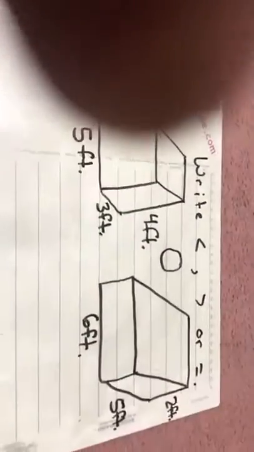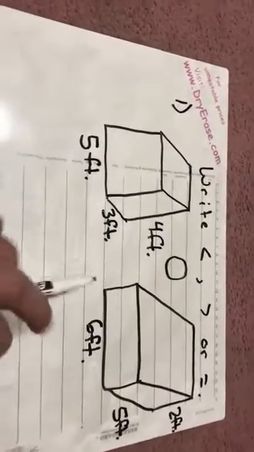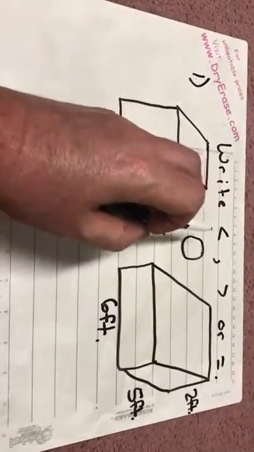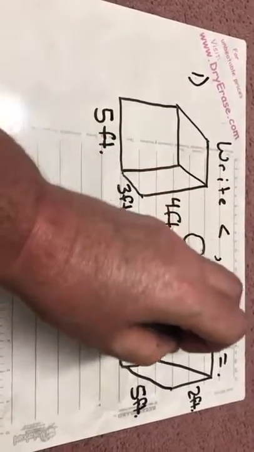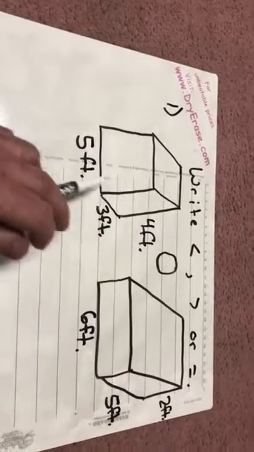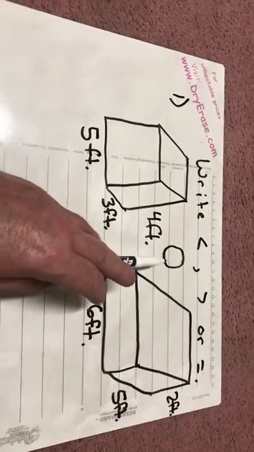All right, let's change gears a little bit. You're going to have one section on your assignment where it's going to give you boxes like that, with the dimensions, and you need to figure out what the volume is. This part here is a little bit different. It's giving you 2 boxes, and it wants you to compare them by writing the less than, greater than, or equal to sign. So your job is going to be to figure out the volume of both boxes and then put the right sign inside the circle.